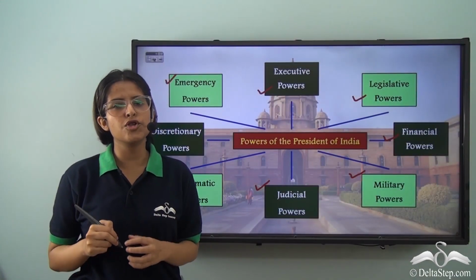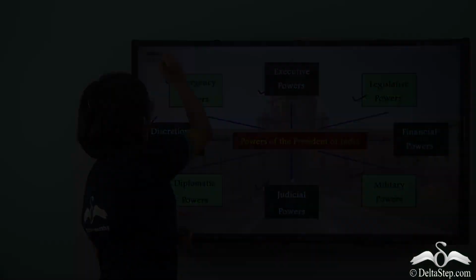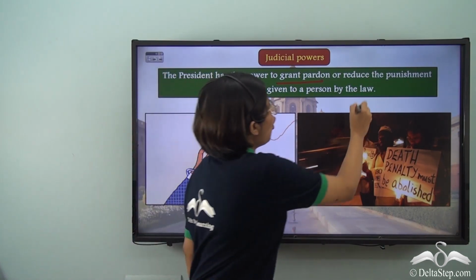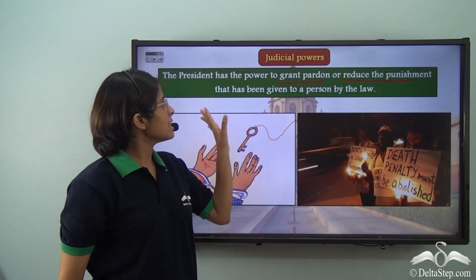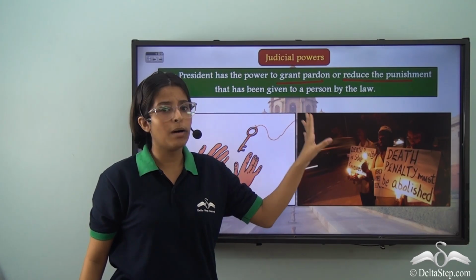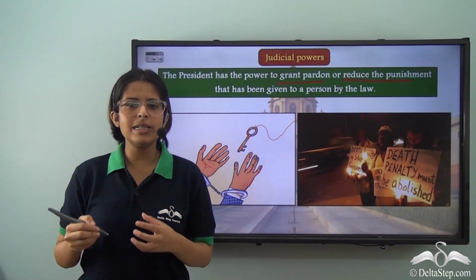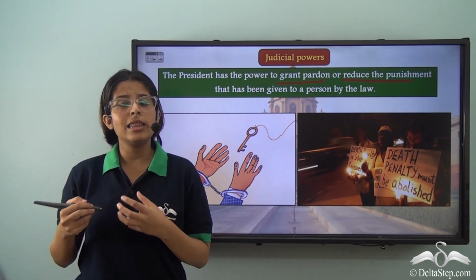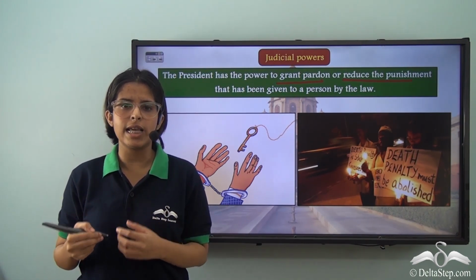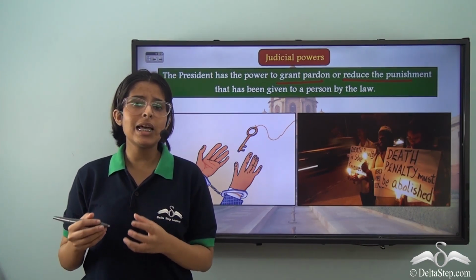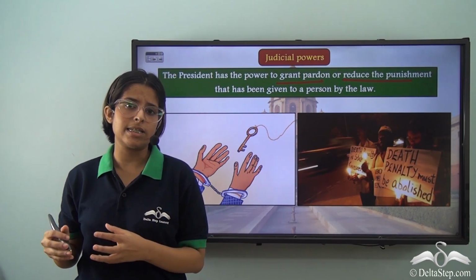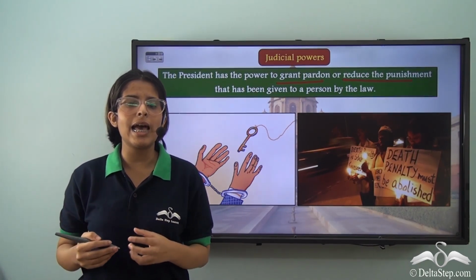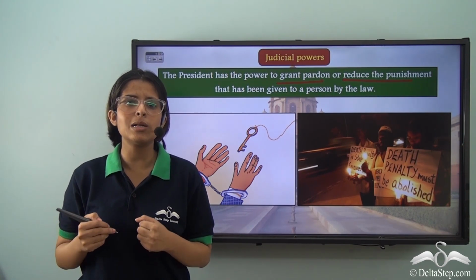Let us start with the judicial powers of the President. The President has the power to grant pardon or reduce the punishment that has been given to a person by law. So if a person has been convicted of a crime and has been given a sentence, the President can reduce this sentence. But these are applicable only to certain cases, and there is a limitation on which cases the President can reduce the sentence or grant pardon.